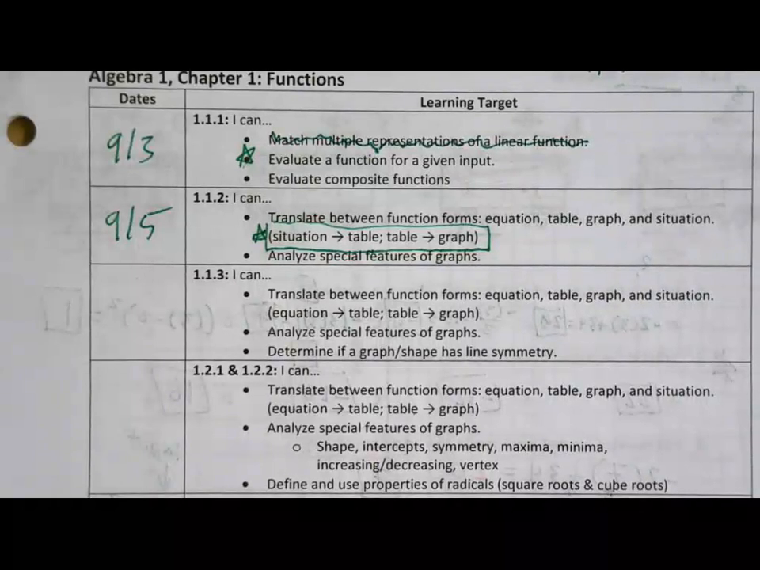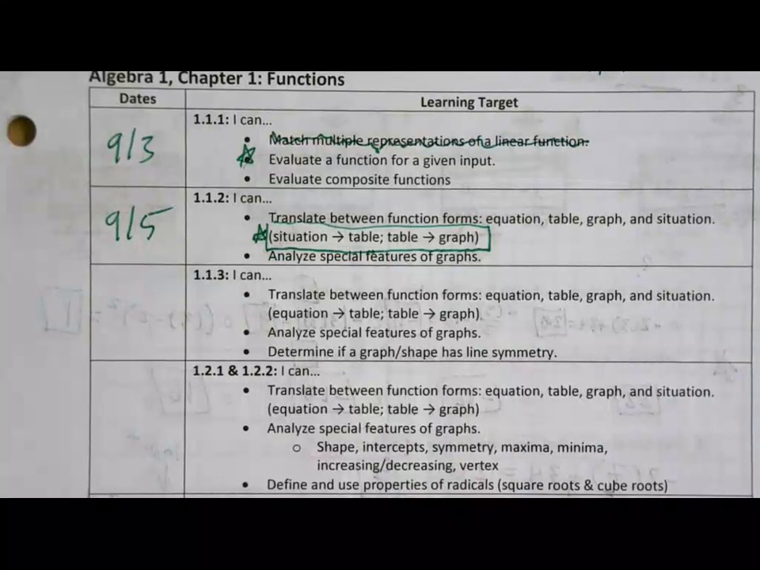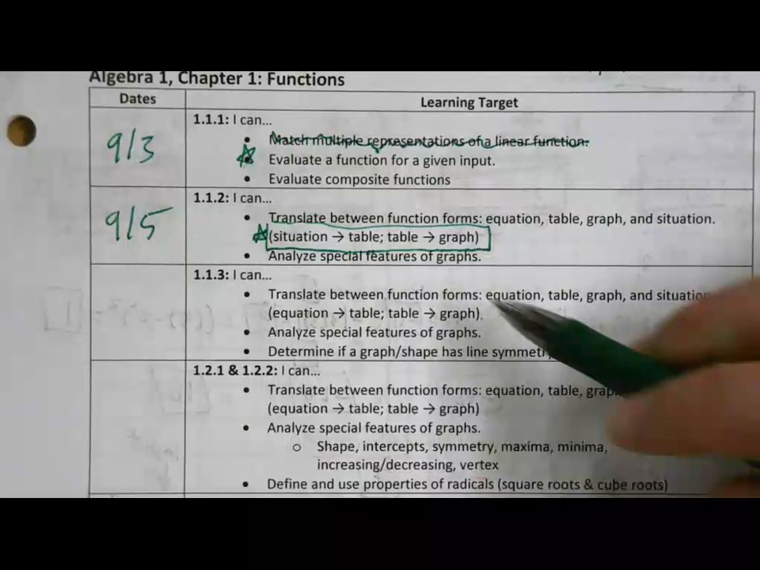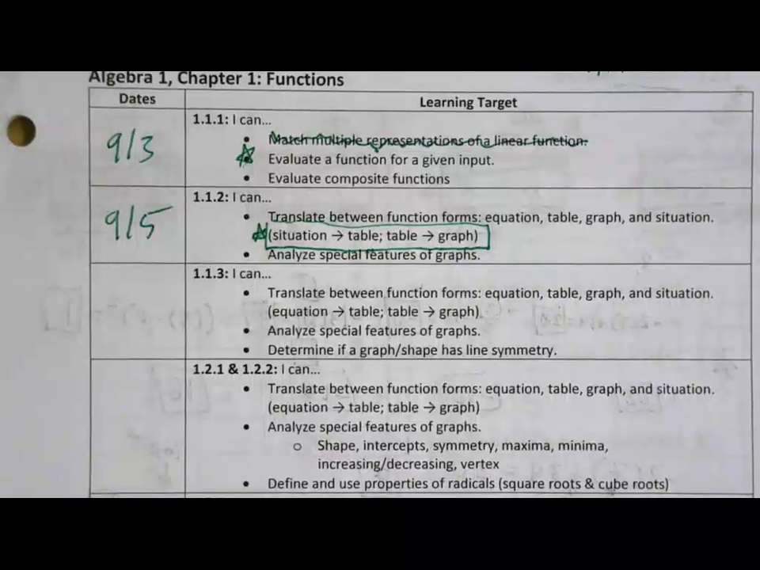We can also represent situations using a table or a graph or an equation. And there's different types of relationships that we're going to be looking at, but you're going to keep hearing those same four things come up again and again: situation, table, graph, and equation. So by the end of this first unit, I want you guys to be comfortable translating between situation, table, and graph.